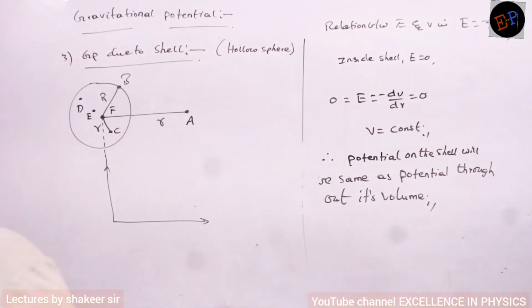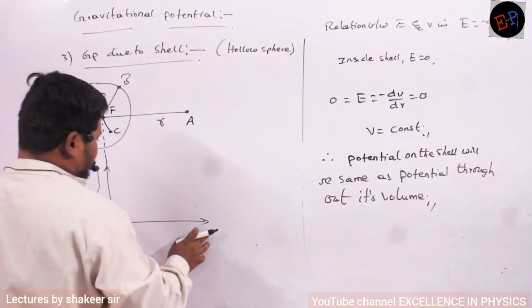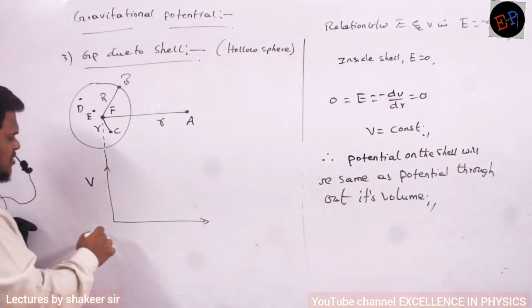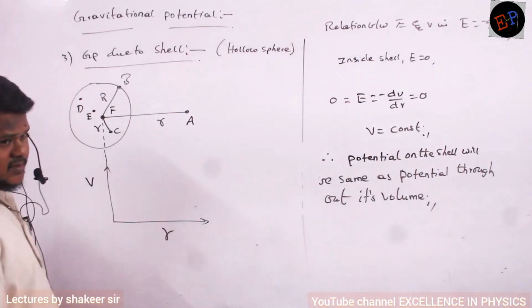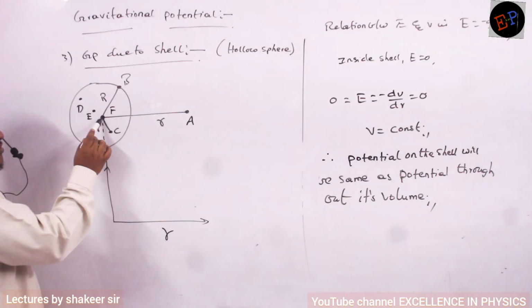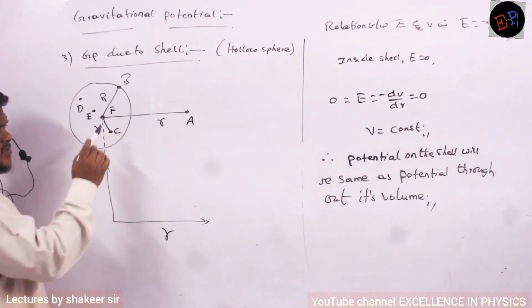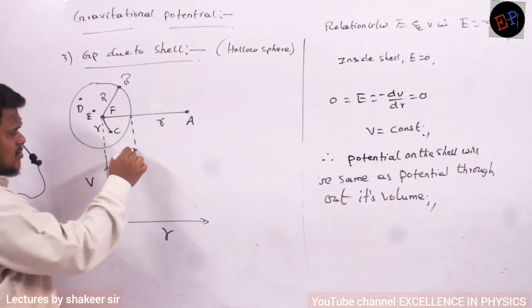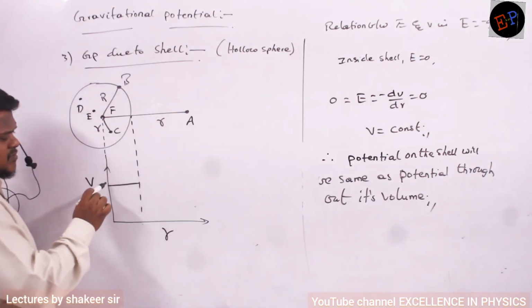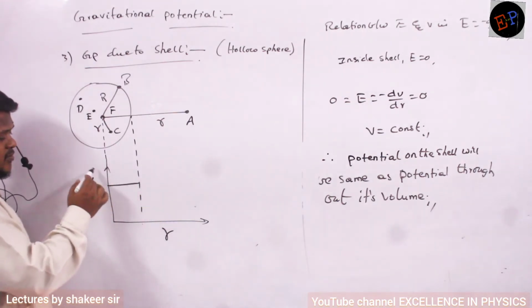Now see, if I want to draw a graph of how potential varies with respect to distance, on the y-axis we will take potential, on the x-axis we will take distance. Already we studied the potential at the center. The same potential will be at the surface also. So how can I draw the graph? It is constant. From center to surface, potential is constant.